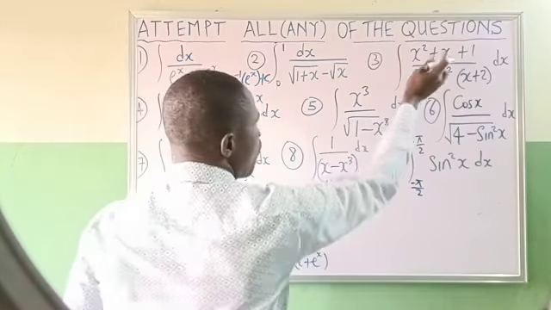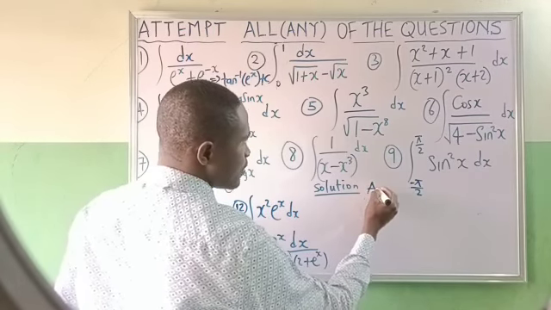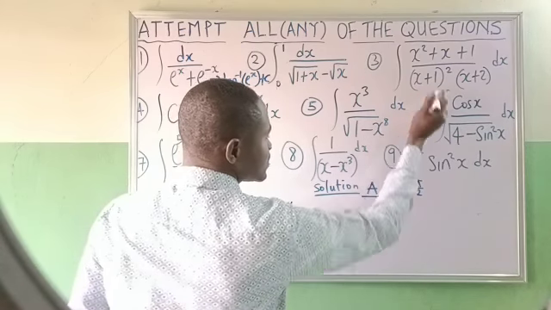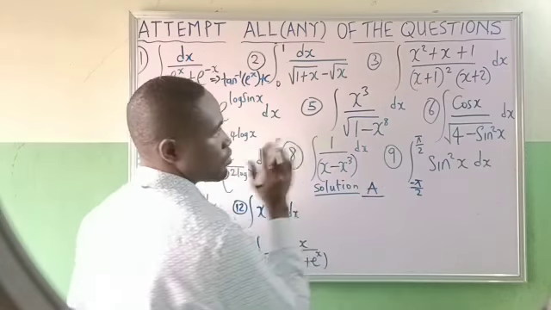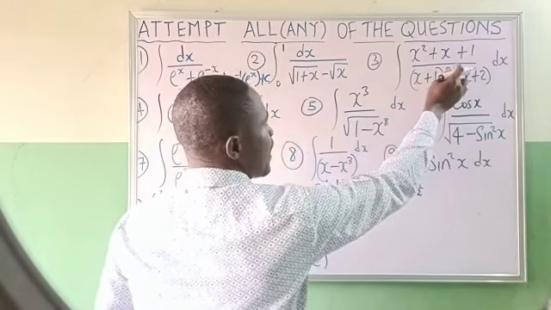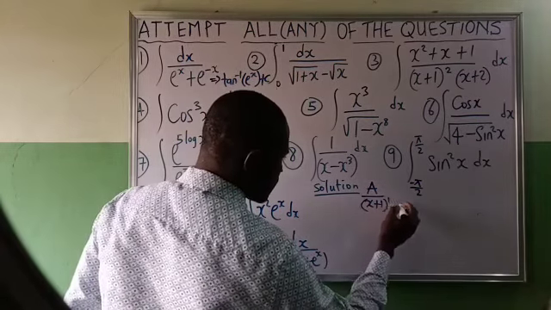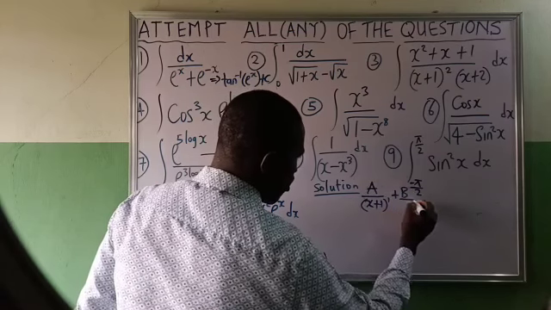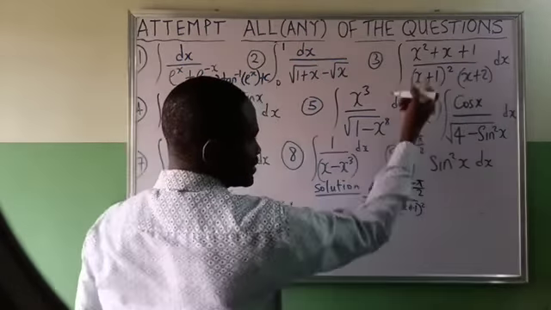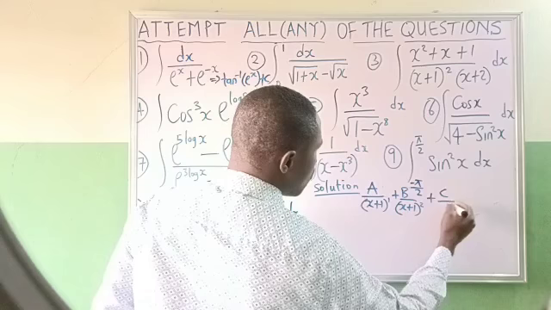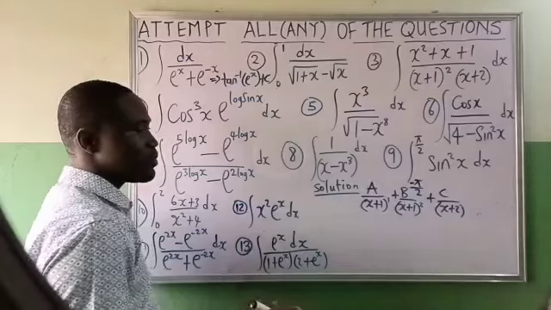To solve question number 1, I will say that the partial fractions are A all over, because this is raised to power of 2 and this is a linear factor. Because this is a linear factor and it's raised to power of 2, I will say A all over x plus 1 raised to power of 1, plus B all over x plus 1 raised to power of 2. I have satisfied this. Then plus C all over x plus 2, no raised to power because it is just raised to power 1.